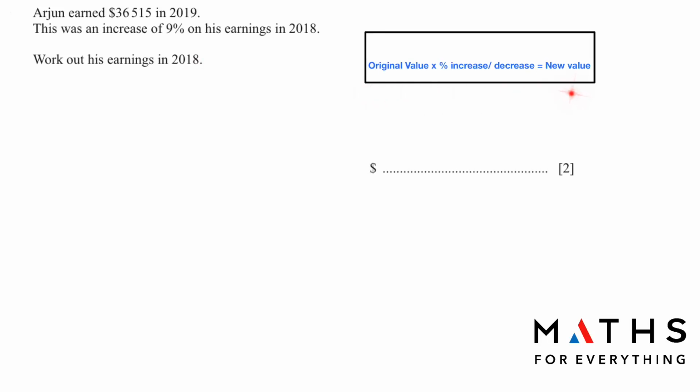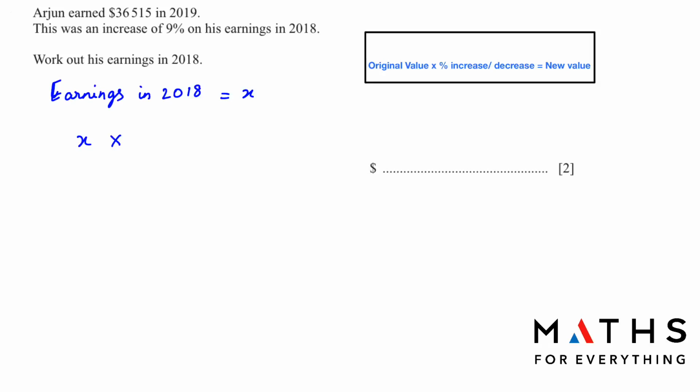This is the formula we use if the original value or amount is given and we multiply it by the percentage increase or decrease to get the new value. But in this case, we have the new value and we have to find the earlier value. So let's write that as earnings in 2018 is X. X times the percentage increase.